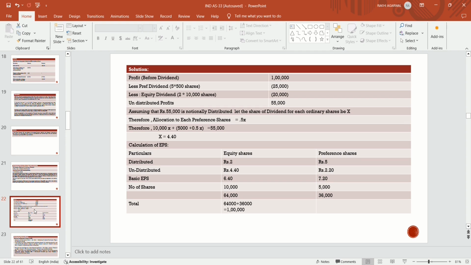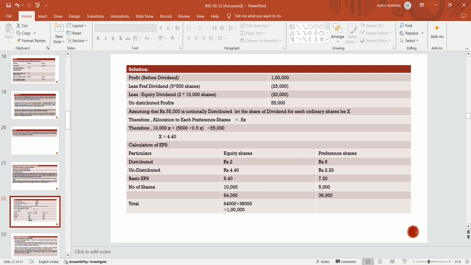Let the dividend for each ordinary share be X, assuming the undistributed profit is notionally distributed to the ordinary shareholders. Therefore, allocation to each preference share is 50% of that, 0.5X. So for 10,000 shares, 10,000X plus 5,000 into 0.5X equals 55,000. So X is 4.40. Now distributed dividend is rupees 2 for equity share and 5 for preference share. Undistributed is 4.40 for equity share and half of that, 2.20, for preference share.